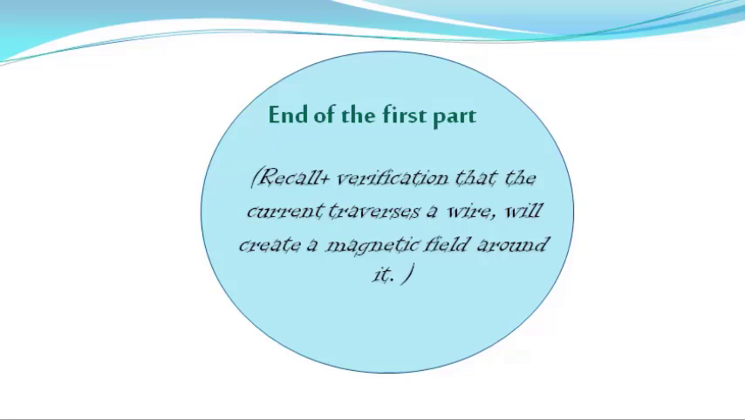Recall plus verification: the current that traverses a wire will create a magnetic field around it.